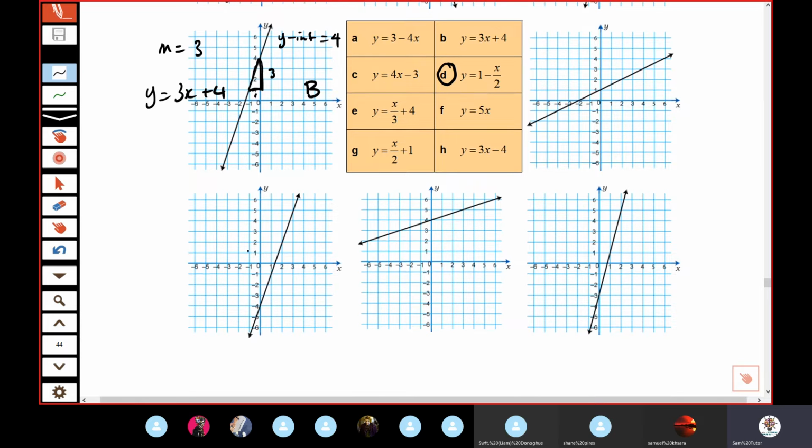Next one. Let's try Jenna. Let's try this one here. Again, I think it's pretty easy to find the y-intercept straight away. What's your y-intercept? It is -4.